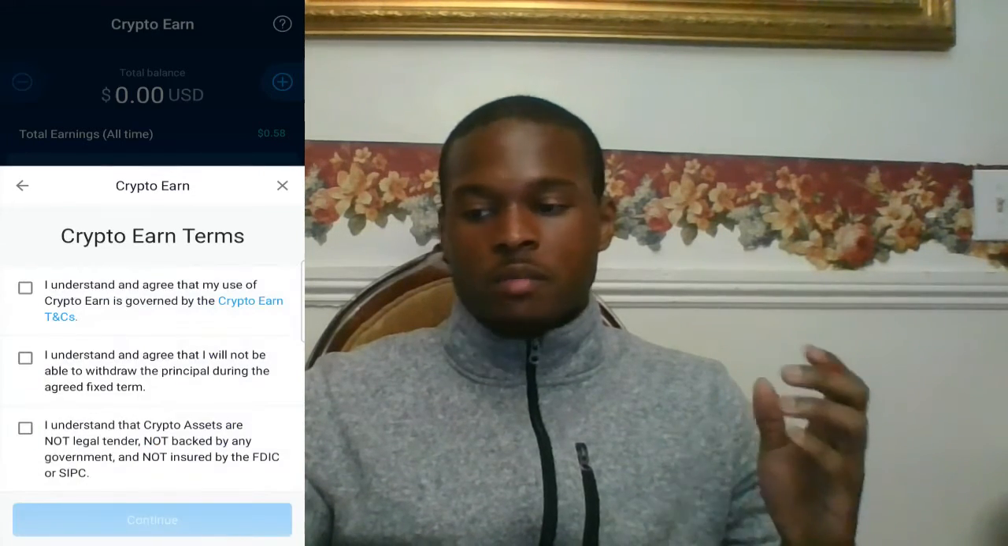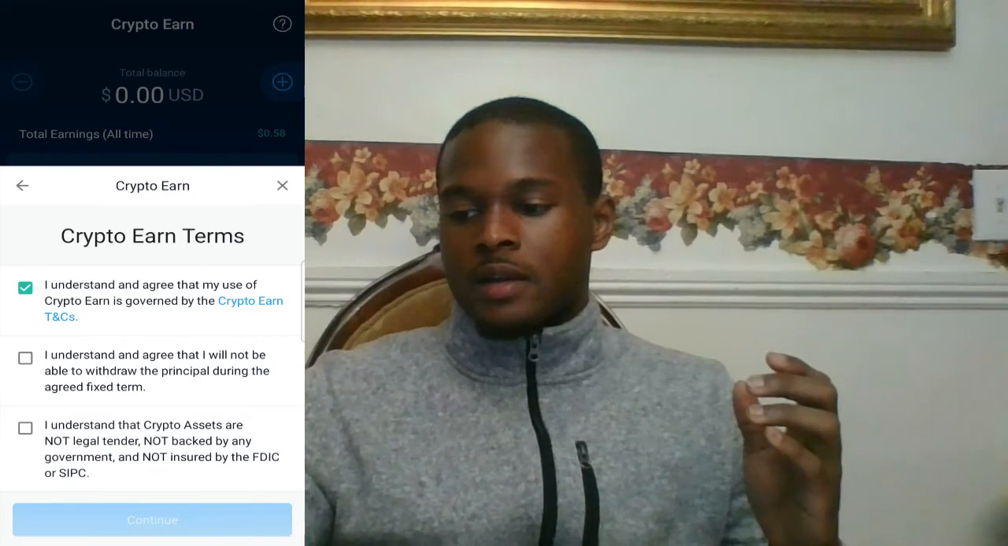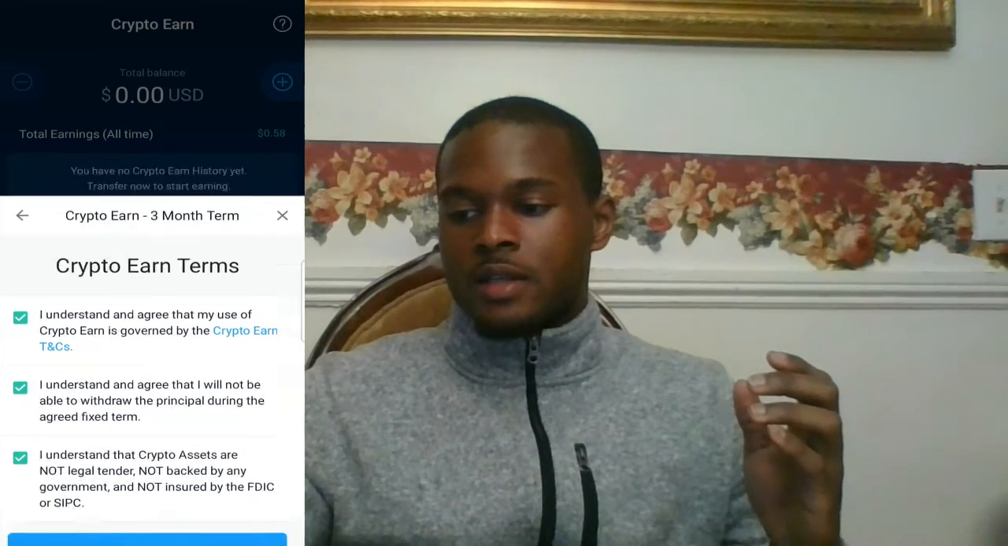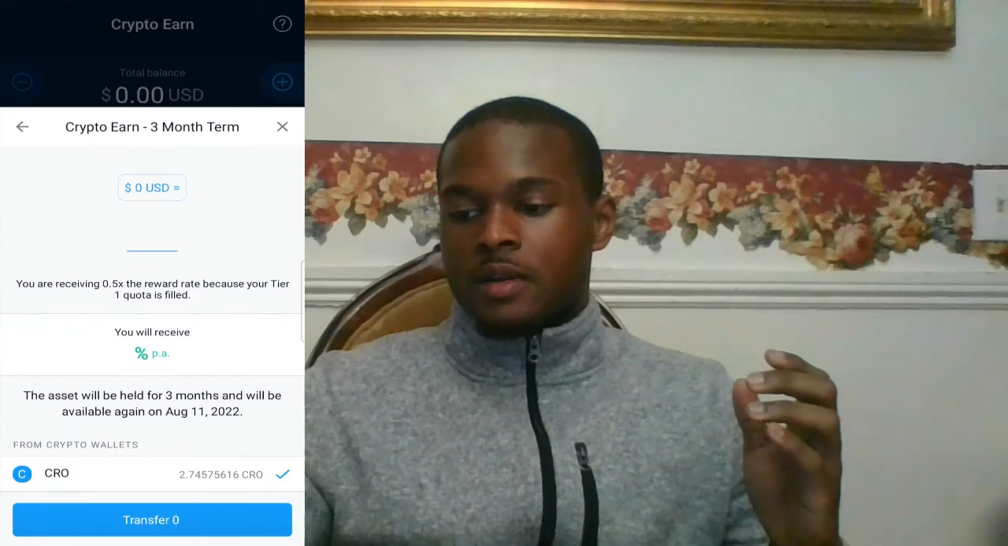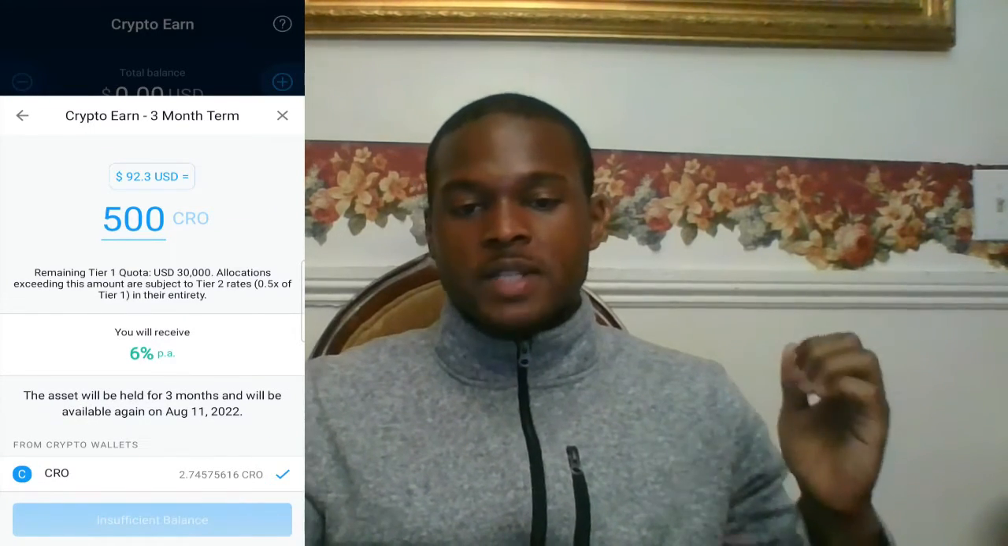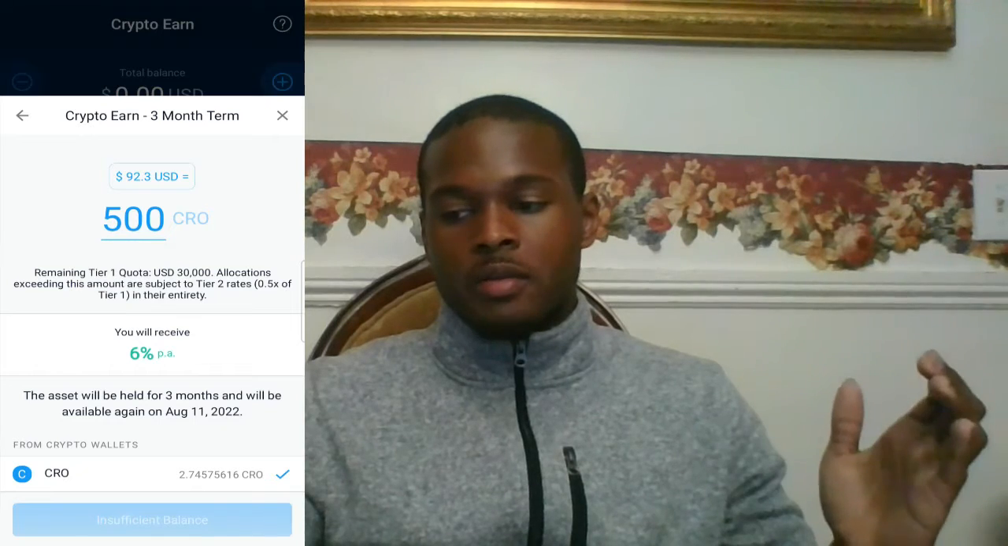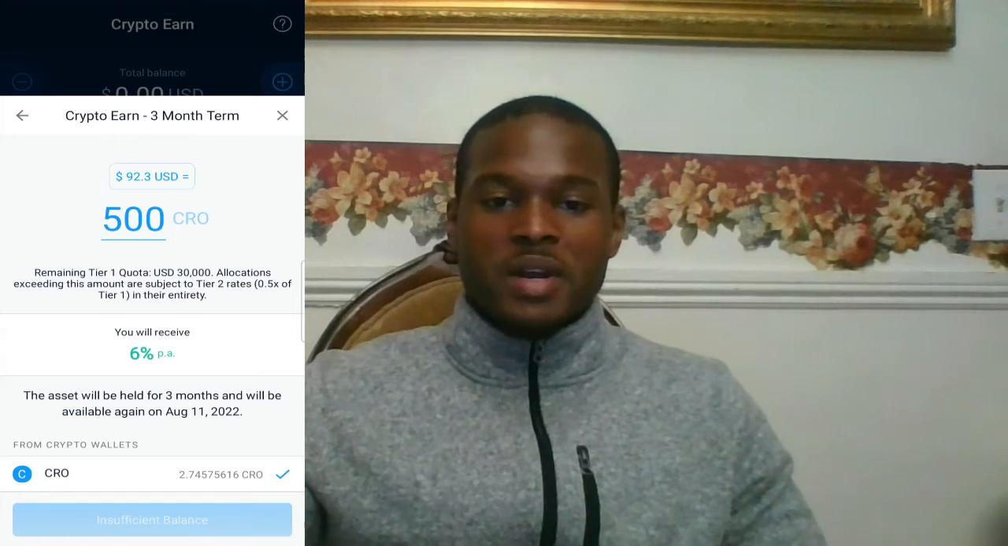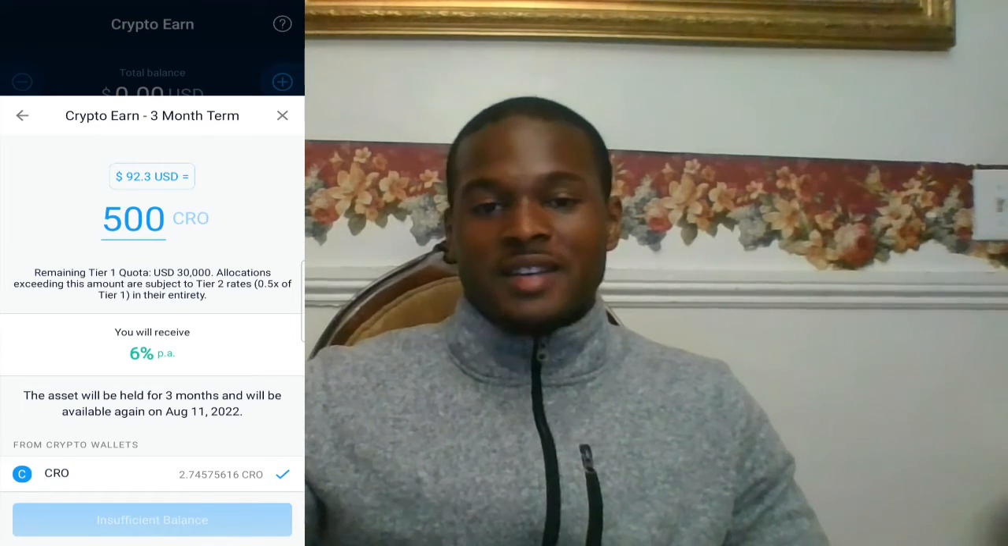The longer you stake, the more you earn. I understand. Yeah. Continue. Well, Crypto.com issued a statement that they'll be lowering the rewards, but initially this was 12%. So yeah, this is pretty big. Still, 6% is not bad, especially compared to what the bank gives you. So yeah, that's a good thing.